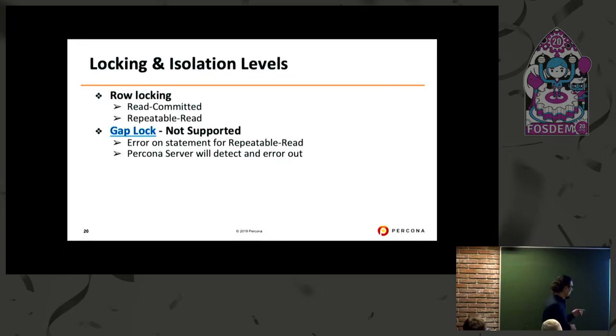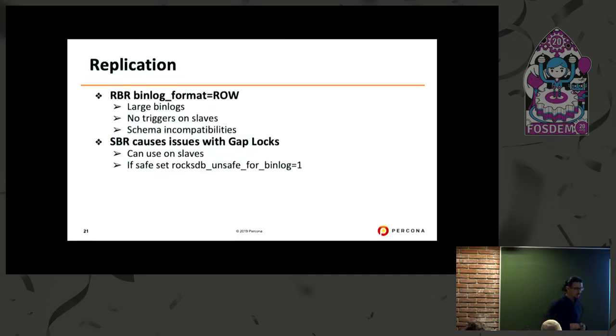We mentioned the gap lock, and there's row locking available. It's only READ COMMITTED and REPEATABLE READ, and MyRocks doesn't support gap locks as much as InnoDB. For the replication side, it has to be row-level, and you'll have large binlogs. Once again, statement-based replication will cause gap locks, but you can still use it on the slaves.